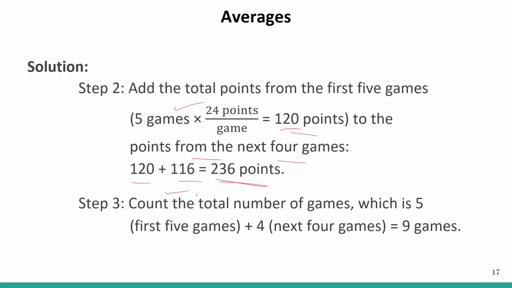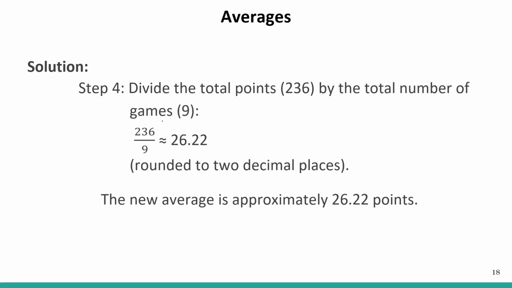Now count the total number of games: first 5 games plus the next 4 games is equal to 9 games. So 236 by 9 is equal to 26.22. So this will be the average score of a game for the given team. So 26.22 will be the correct answer.